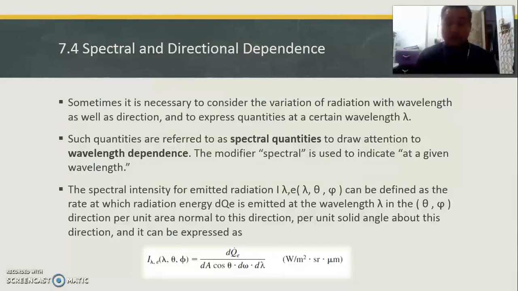Next, the spectral intensity for emitted radiation, I lambda,e, can be defined as the rate at which radiation energy dq dot e is emitted at the wavelength lambda in the theta and phi direction per unit area normal to this direction, per unit solid angle about this direction, and it can be expressed as this formula: I lambda,e equals dq dot e over dA cos theta d omega d lambda.